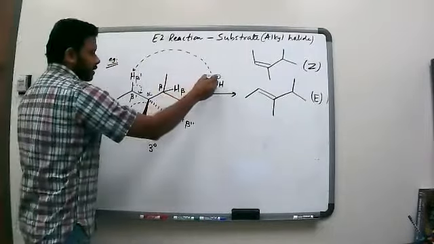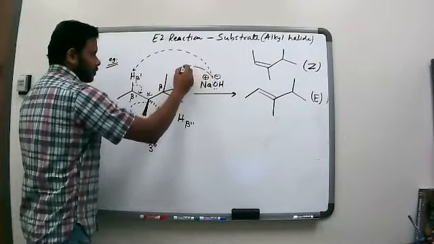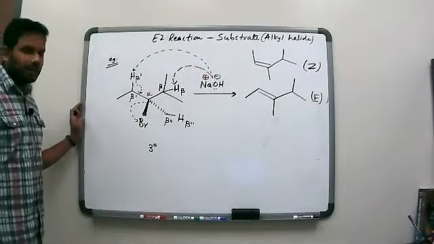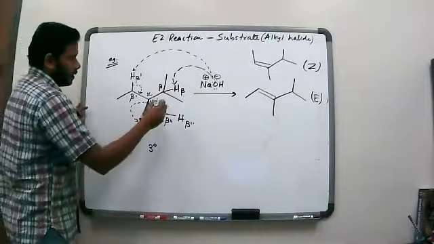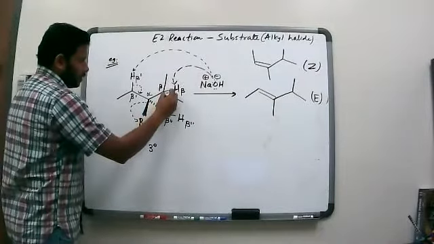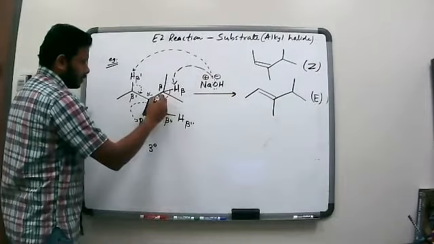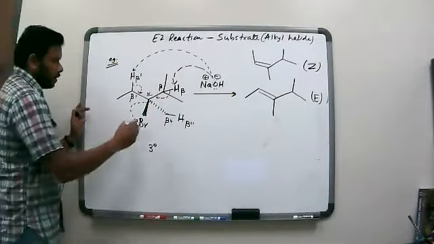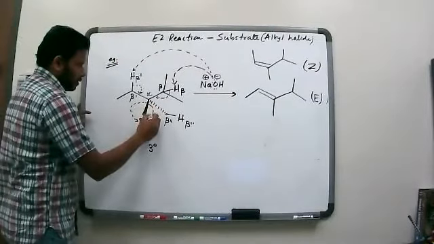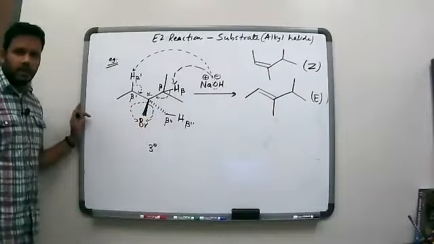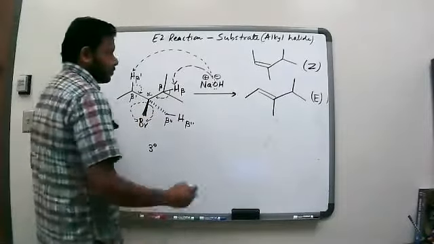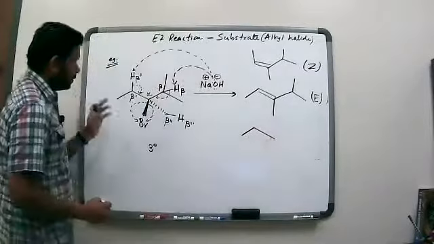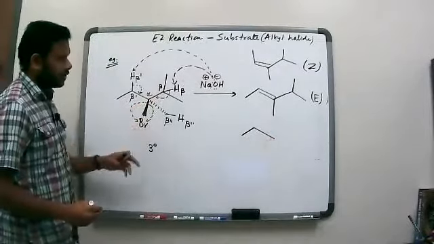Now, the base can go for H beta instead, and then this electron density is going to fall into the space between alpha and beta, and the bromine will get kicked out. And in this particular case, the double bond forms between alpha and beta now.